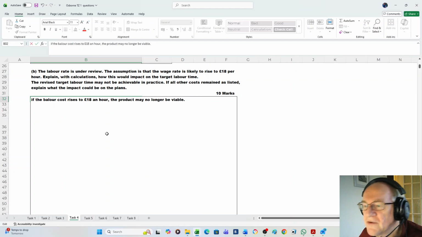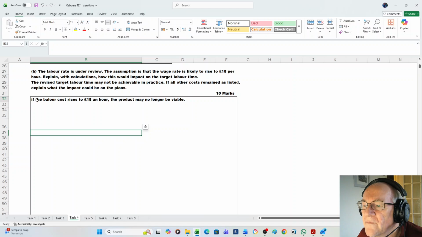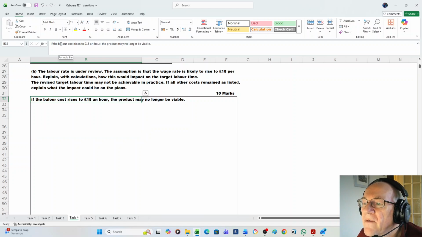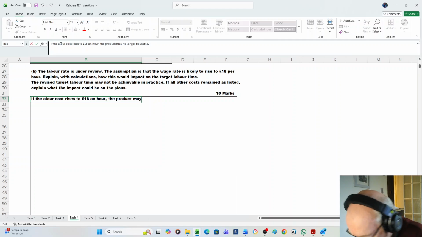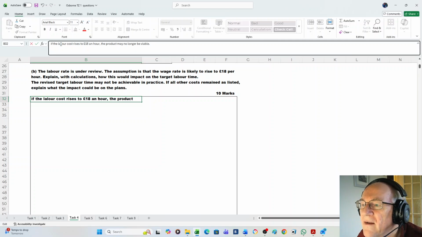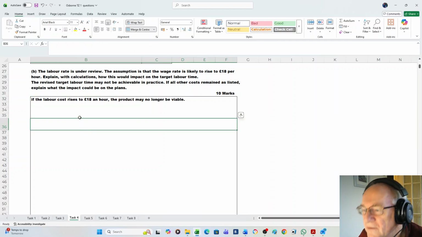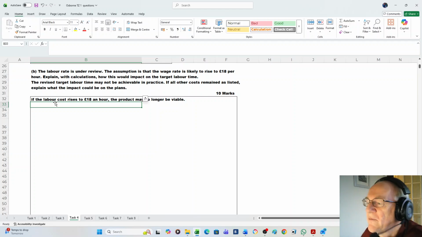It looked a much more interesting word. I've got all the letters in right, fingers in the wrong order. Right letters, wrong order. There, that's better. Labour cost wise, the product may no longer be viable. So now do the calculations.